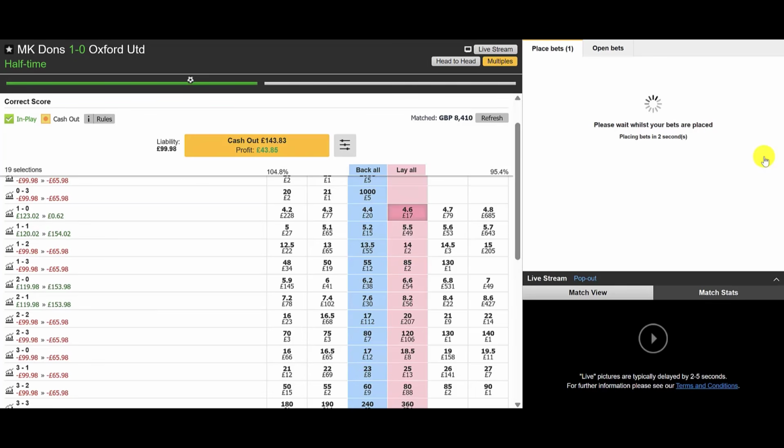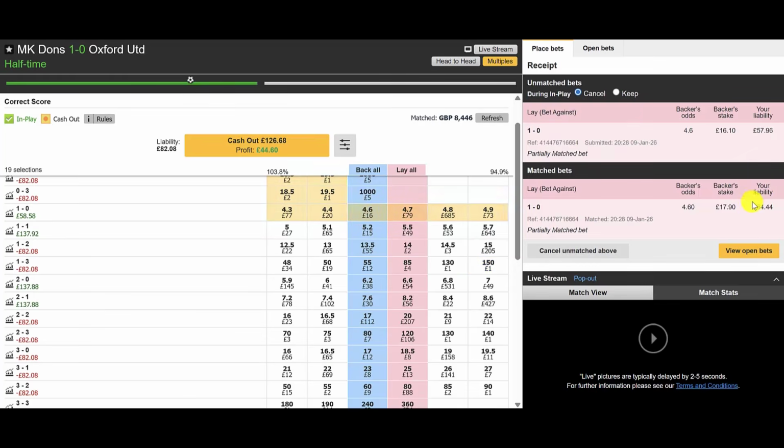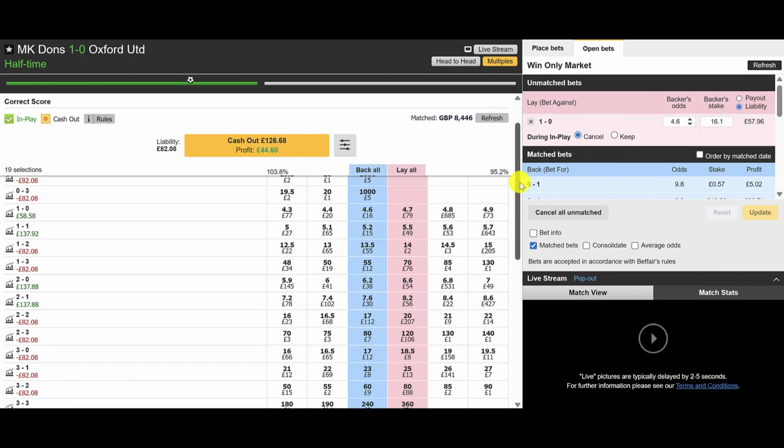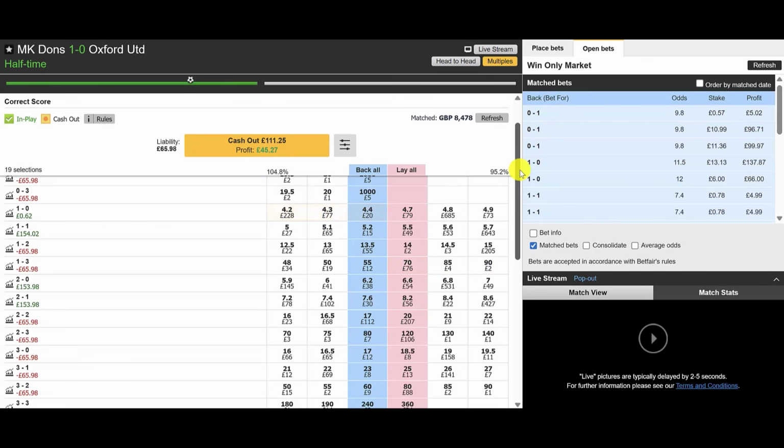So we should, or could, potentially be in a better situation should that second goal arrive. Okay, we want to always look to improve our situation as the goals go in. The only real threat to this, a quick early goal in the early stages of the second half, not ideal because we don't have a 3-0. So if it goes 2-0 to MK Dons early in the second half, that's not our most ideal scenario.